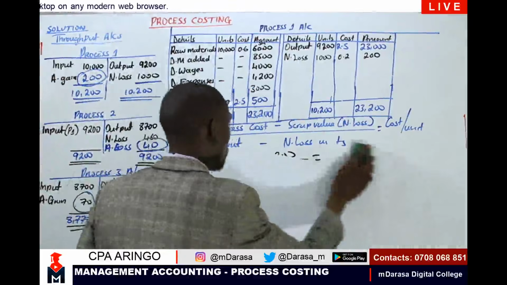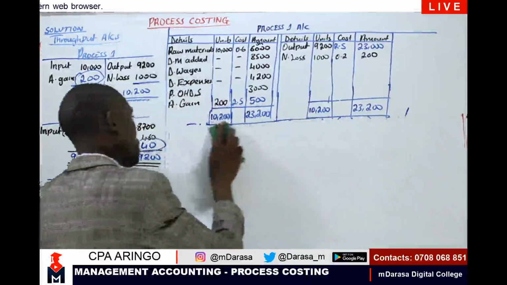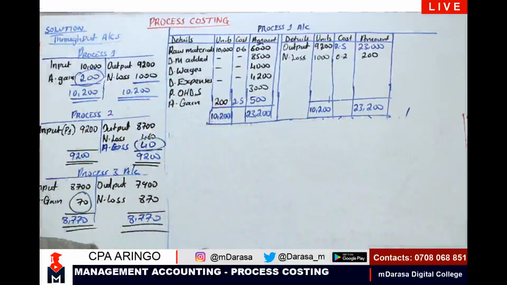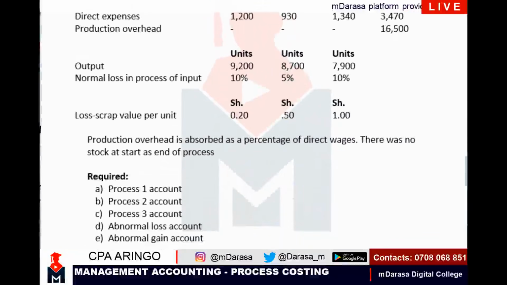So talk of process 2 account. The question that you are doing, just the same question. This is the question that we are handling. So we are required to prepare process 1, 2, and 3 account. So we are done with process 1, going to our process 2 account.